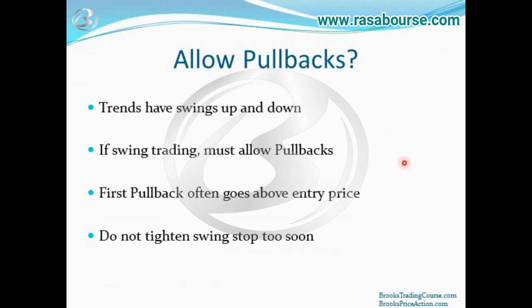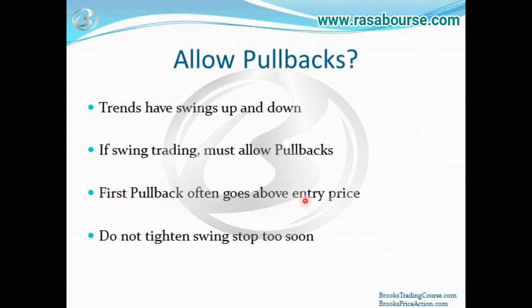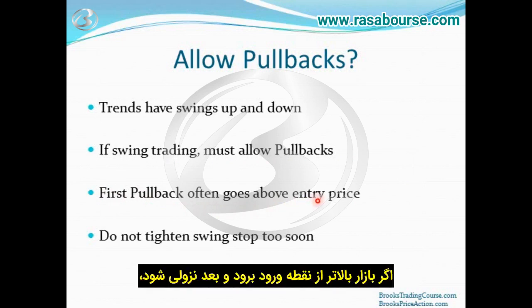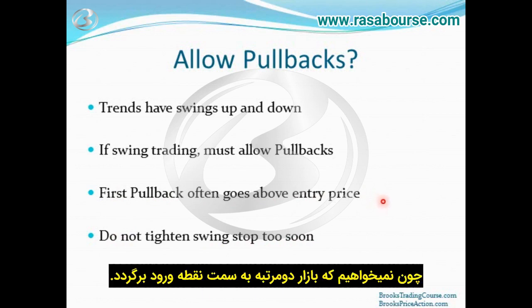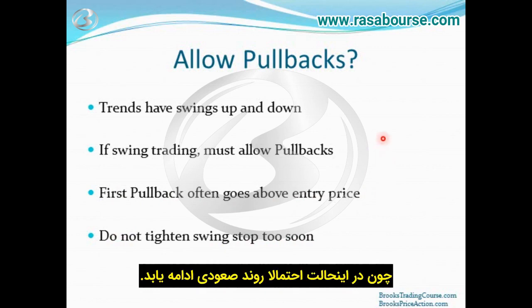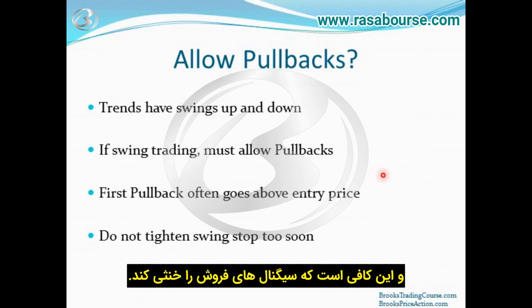Sometimes the first pullback goes all the way above your entry price, so don't tighten your stop too soon. If it goes above your entry price and sells off again, then put your stop to break even, because you don't want the market to come back to your entry price a second time, because the bull trend will probably be resuming. You'd have a high 2 buy signal and a double bottom, and that would be enough to erase whatever selling that has been in effect.